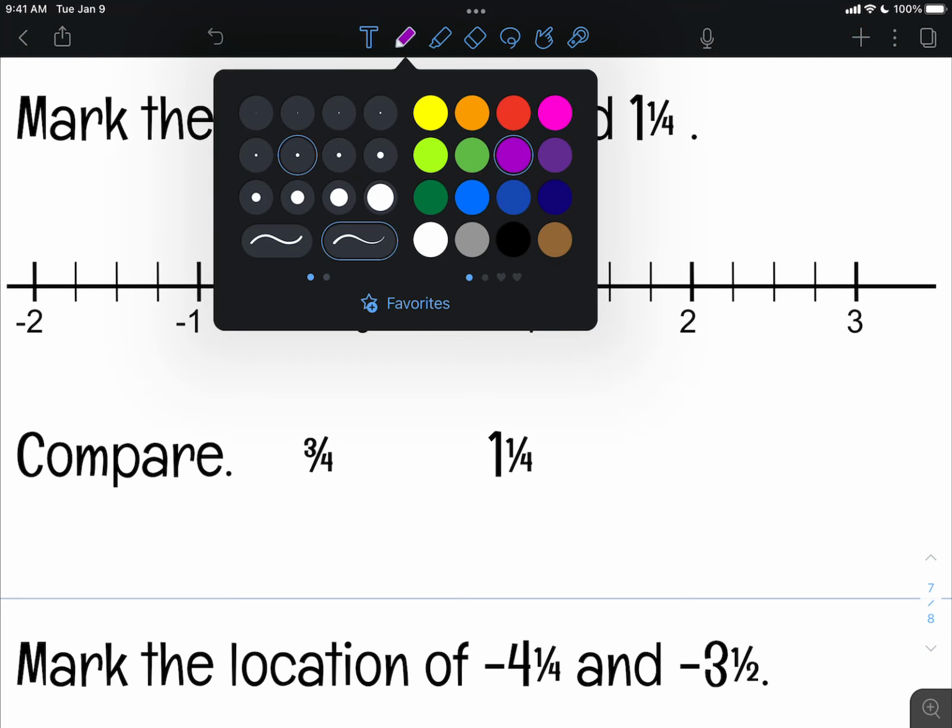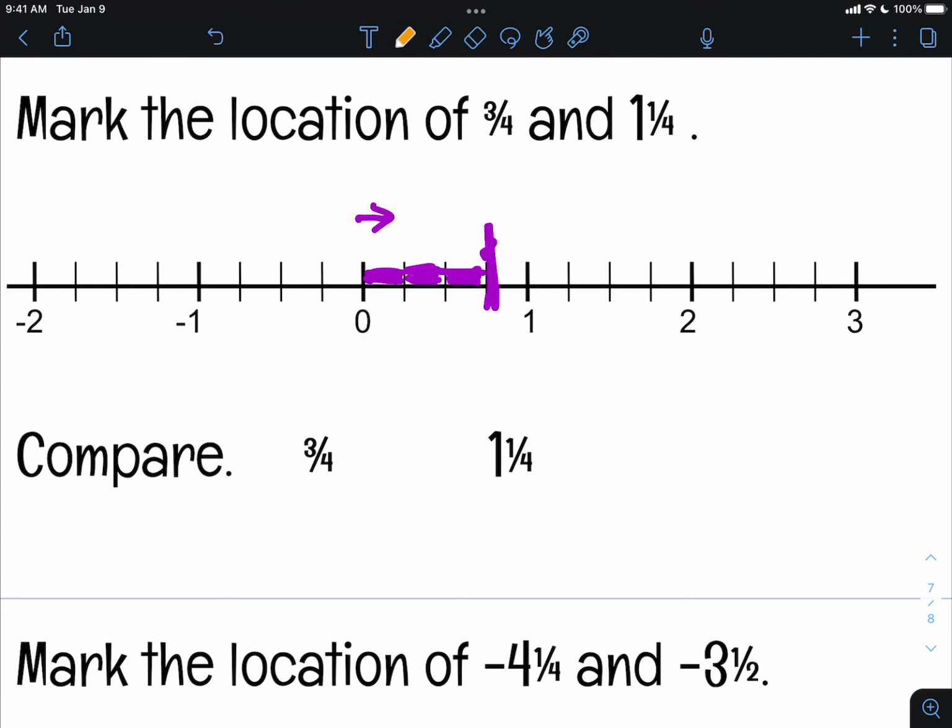Now let's find 1 and 1/4. 1 and 1/4 is positive, so we're going to move this way. We're going to move to 1, and then we're going to keep on going 1 of those 4 extra parts. So 1 and 1/4 is right here. 1 and 1/4 is further to the right, which means that's the bigger number. So if I'm comparing 3/4 and 1 and 1/4, the alligator eats 1 and 1/4.